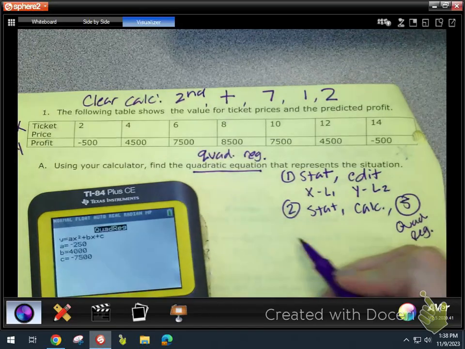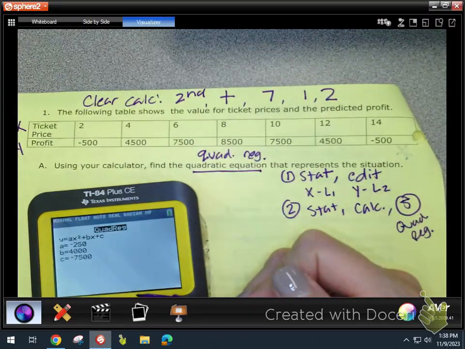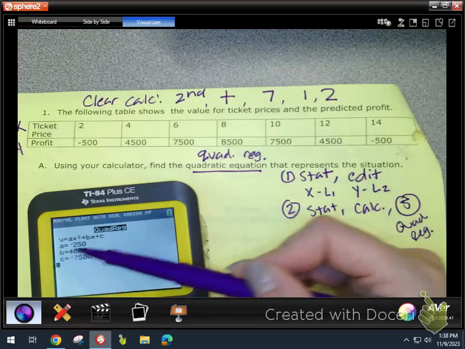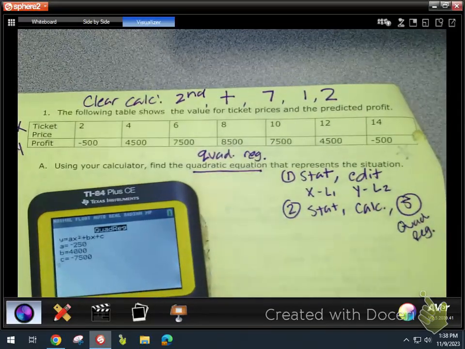Calculate is how you're actually going to get your answers. And it's going to look like this. It's going to say quad reg at the top. It's going to give you the standard form of your quadratic equation. And then it's going to give you an A, a B, and a C.